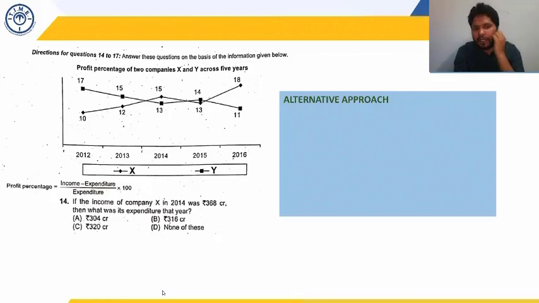So we need to find out the expenditure, and income is given as 368. We need to find out the expenditure. So instead of taking expenditure to be X or finding it by the traditional method, let's do it by some other method. Let us assume expenditure to be something, and profit percentage we know is 15% in 2014. Whatever expenditure we assume, it is going to be increased by 15%, and this becomes income. So if expenditure is this, income is this, and if income is this, what would be the expenditure? We can do it by the contradiction method also. Let's try to solve this question by the contradiction method.